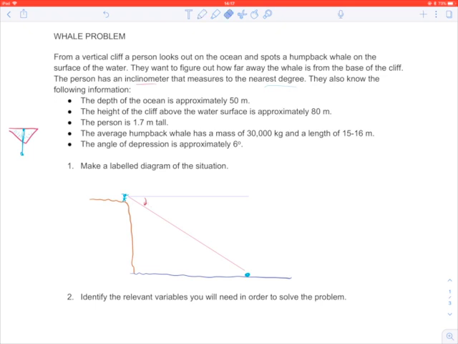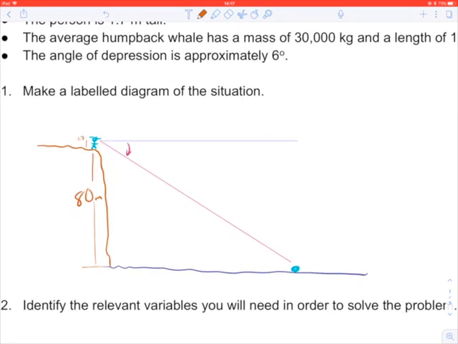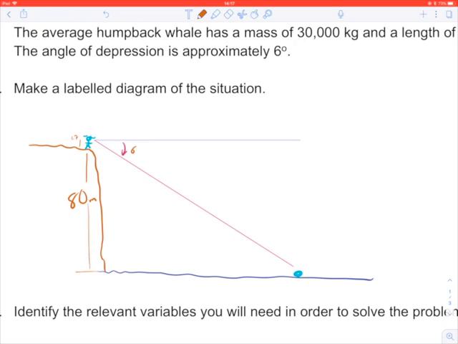All right. So the depth of the ocean, no one cares. The height of the cliff, 80 meters tall. Probably important. That's this side, 80 meters. The height of the person is 1.7 meters tall. That's important because, if this is 80 meters and this is 1.7 to that person's eyeballs, this is an appreciable portion of that. So maybe you want to put that in there too. Angle of depression is 6 degrees. Oh, not 60 degrees, just 6 degrees.